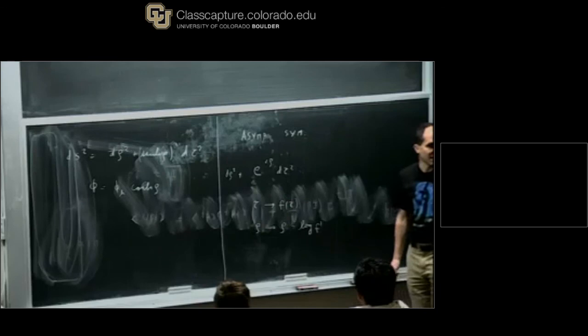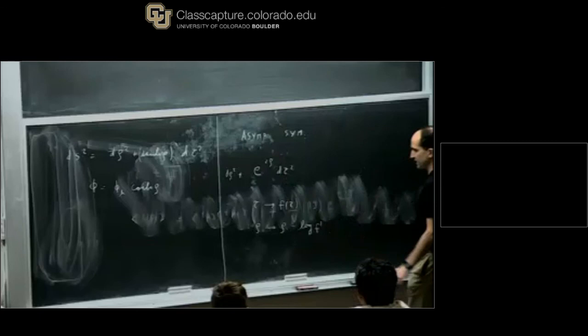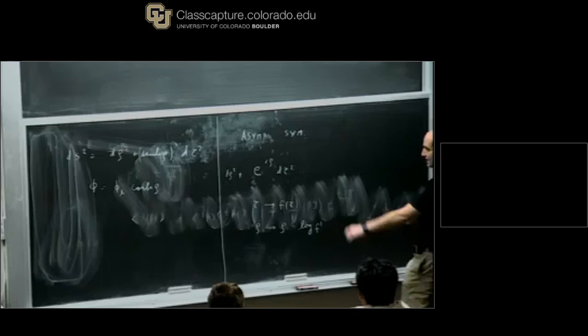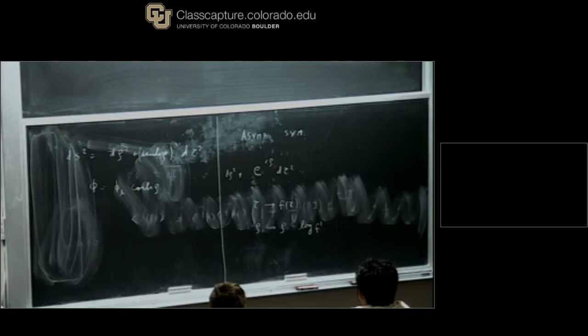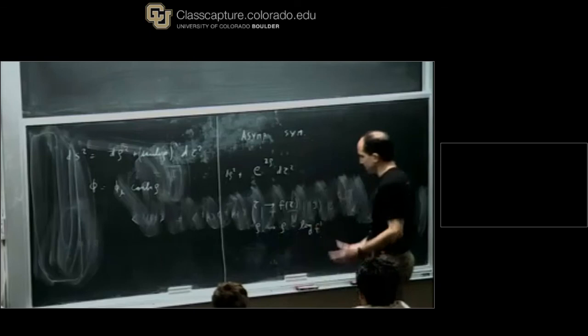So this is what's called an asymptotic symmetry, and people have studied asymptotic symmetries a lot in flat space, in AdS, etc. And in this particular case, AdS2, we have this infinite dimensional group of asymptotic symmetries. So any situation that has the symmetry will have this.